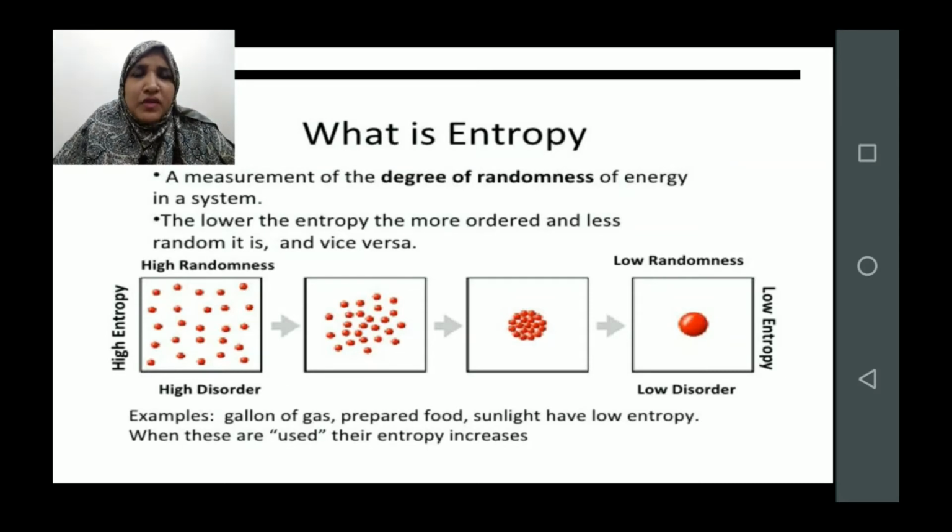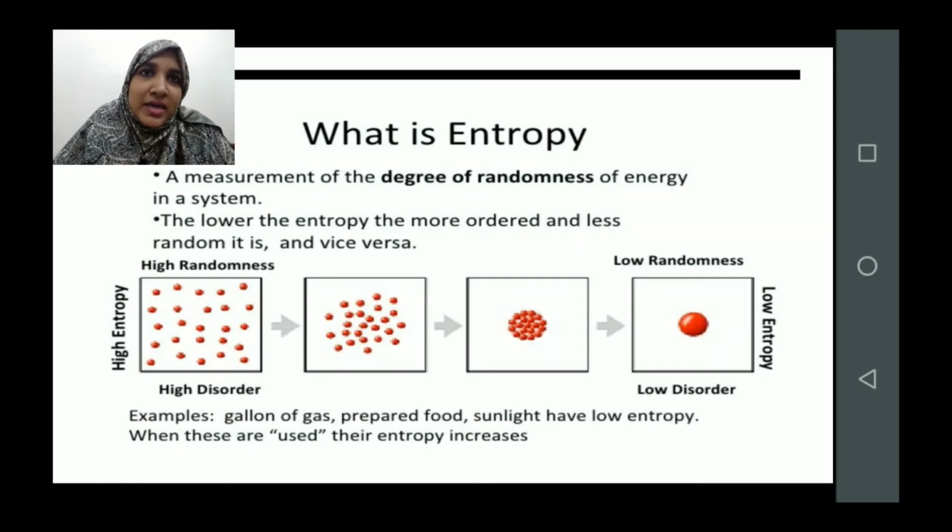For example, when you are in the classroom and the teacher is present, all the students are in their places, sitting properly. So there is less disorder in the class and less entropy. When the bell goes off and the teacher moves out, everybody starts moving around here and there. All of you get scattered, and you will observe randomness or disorder in the classroom. So there will be more entropy. Understood?